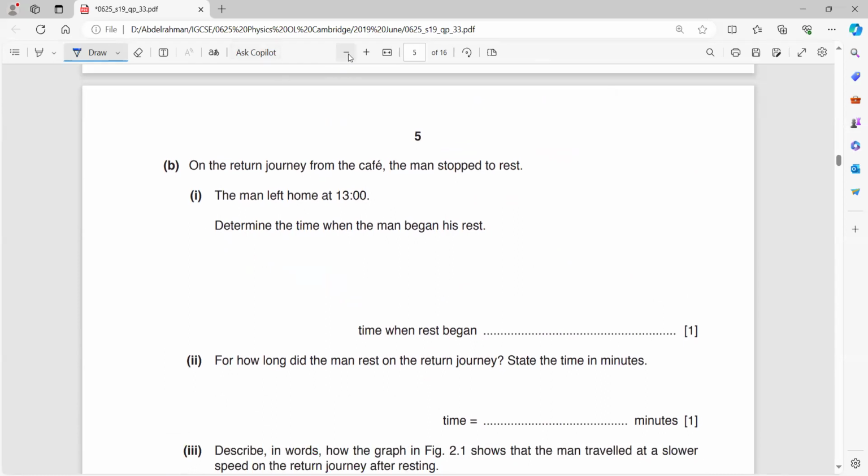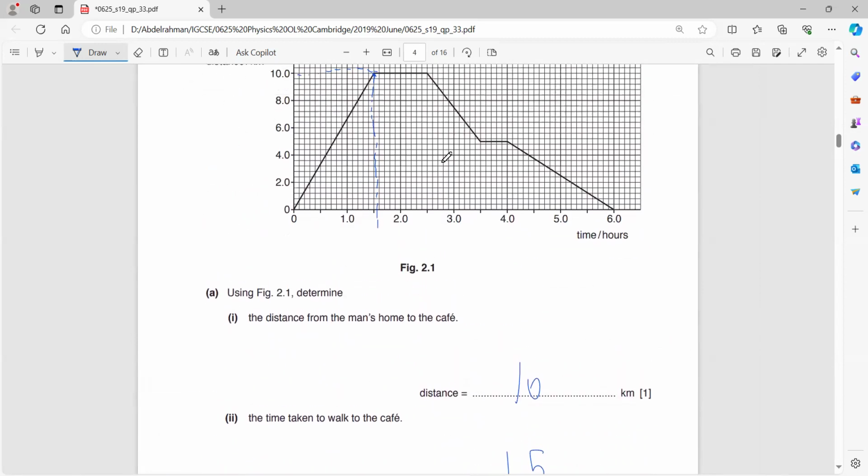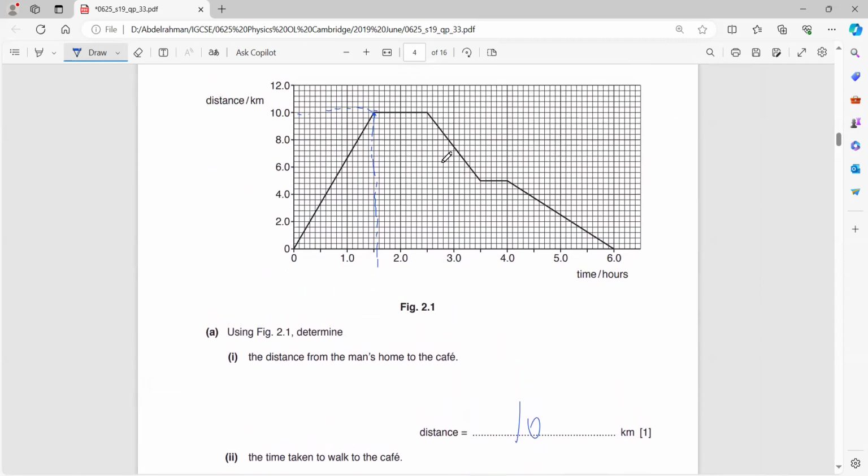On the return journey, the man stopped to rest. The man left home at 1300 hours, 1 p.m. Determine the time when the man began his rest while moving back. Can I find the time at which he started his rest? He started the rest at this point. Can I find this time?